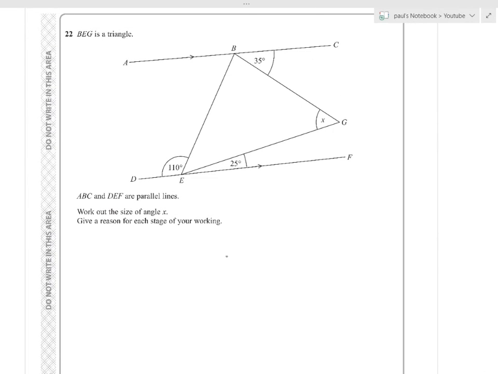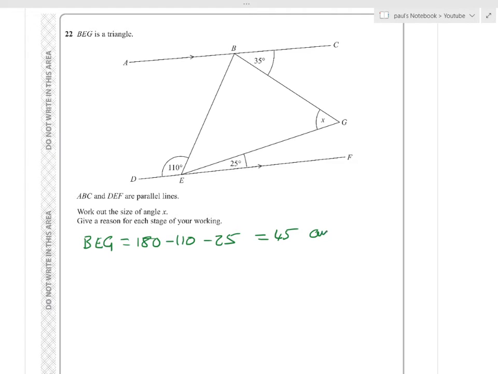Or triangles. BEG is a triangle. A, B, C, the top line, a parallel line. Work out the size of angle X. Where's it? That one over there. So we can work out that one. Give a reason. BEG equals 180 minus 110 minus 25, which is 45.